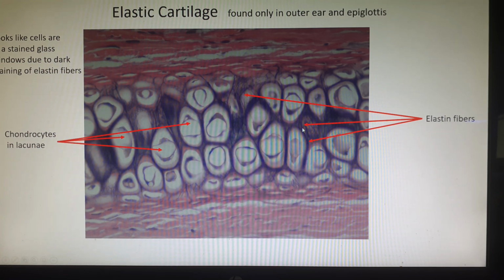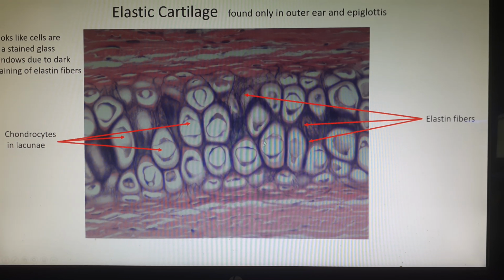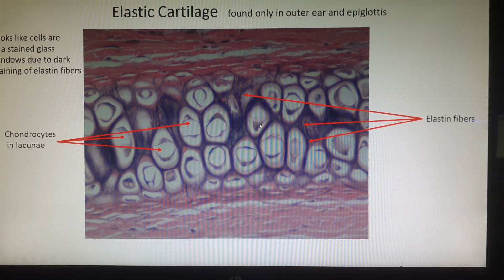If you've ever gone in a church and seen a stained glass window, there's a thick black layer called leading that's around each pane of glass, each little section. And to me, this dark staining kind of looks like those lead borders on a stained glass window. Now we're still going to have our chondrocytes living in the lacunae. The reason why we know it's elastic cartilage is because of all these extra fibers.